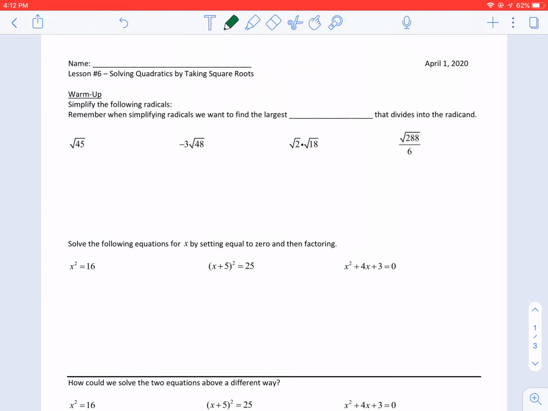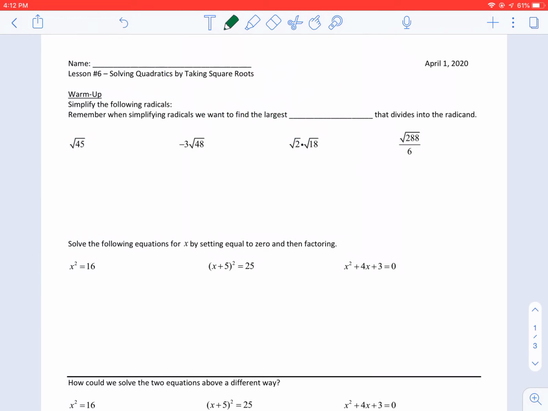Alright, so I'll be trying to get that back to you guys by Monday. What I'm going to do is post a rubric on Google Classroom that will have the number of points for each question, and I'll tell you how many points you got for each question. If you lost any points and you're not sure why, just let me know.